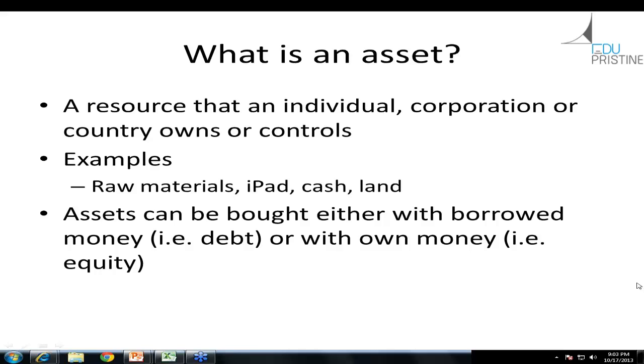Land is considered another type of asset because it can be developed into different types of resources. These assets can be bought using either borrowed money, meaning you go to a bank, borrow money in the form of a loan, and buy the asset with it, or with quote-unquote own money. That means the investors who own the company can invest their own money to buy the assets. We'll get into exactly what own money versus borrowed money is in the next couple of slides.